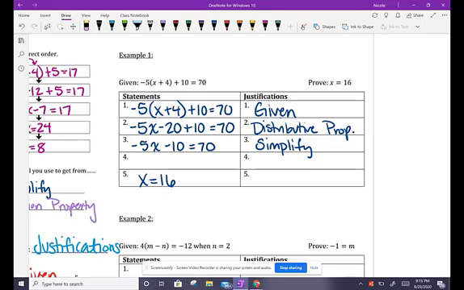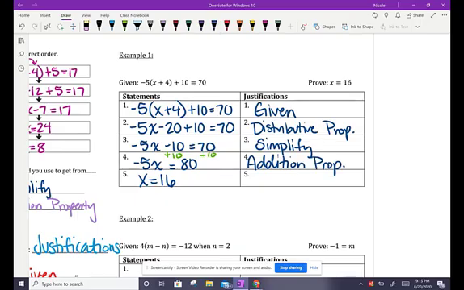One step closer to x = 16. What is the next type of mathematical process you would do? How would you start to get x by itself? We're then going to add 10 to both sides. So we would get -5x equals, these cancel out, the -10 and +10, and then 70 plus 10 is 80. And that was addition. So the addition property.